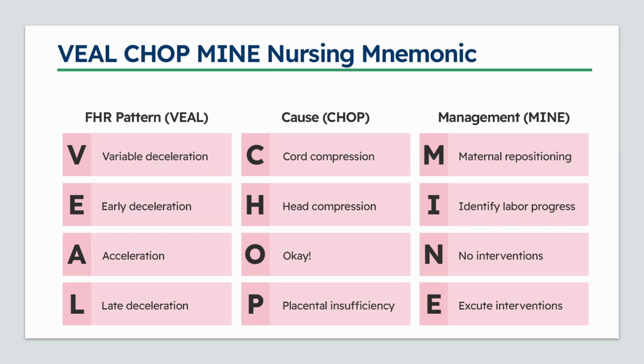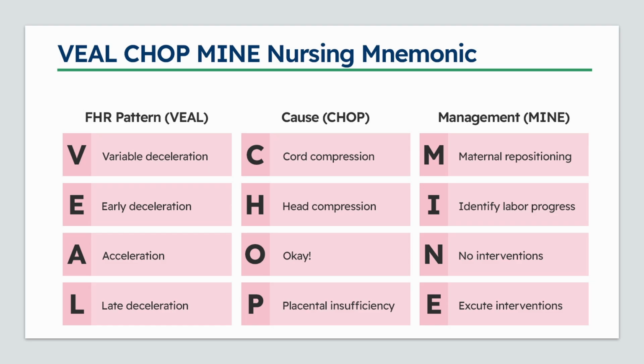So you'll see how the words veal, chop, and mine are written vertically next to each other. So this helps you figure out that V stands for a variable deceleration. Variable decels, remember that abrupt drop. This is due to the cord, the umbilical cord being compressed. Okay, can be due to baby laying on the cord, hanging out of mom's vagina, wrapped around baby's neck, but something that causes an abrupt stop in blood flow to our baby. What we want to do for this is we want to reposition mom. Okay, usually left lateral is the best.